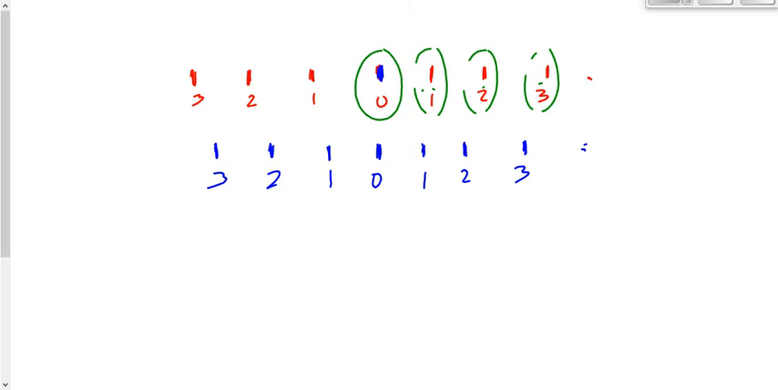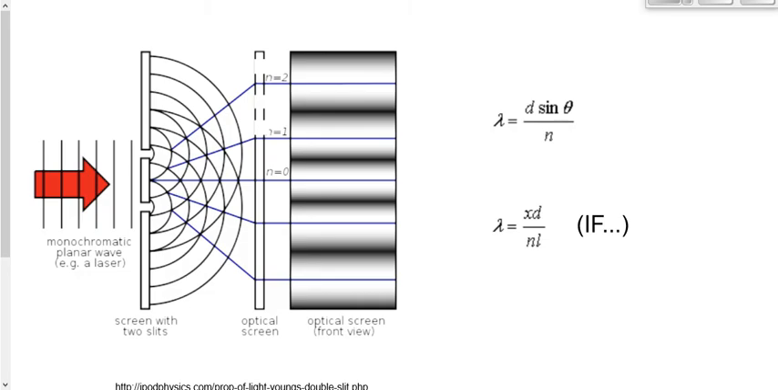Okay. Now, we learned on Thursday that we have two equations that apply here, d sine theta and x d over n times L. Lambda, of course, means the wavelength. Okay, that's the easy one, the wavelength of the light. What does d stand for? d in both of those equations means the same thing. It's the distance between the slits, the distance between one slit and the other slit.